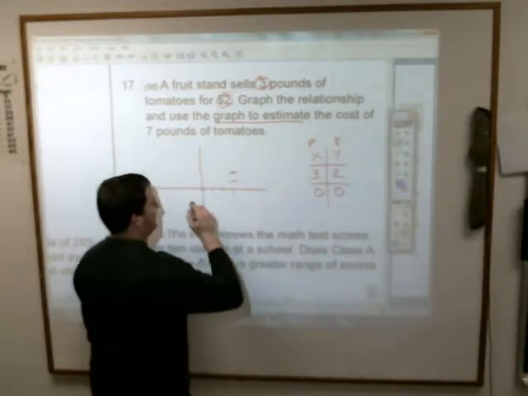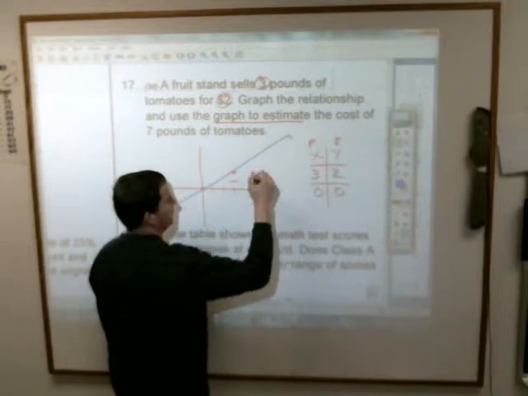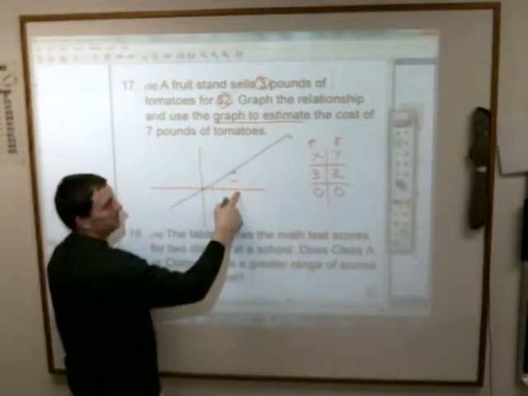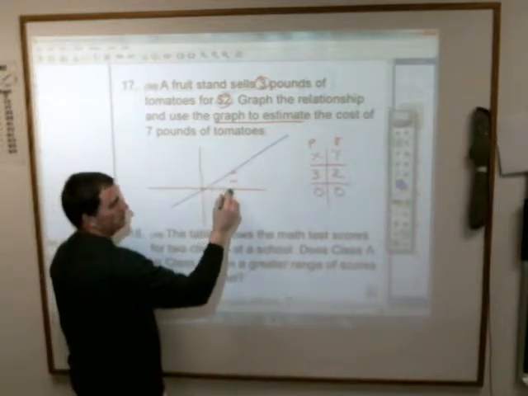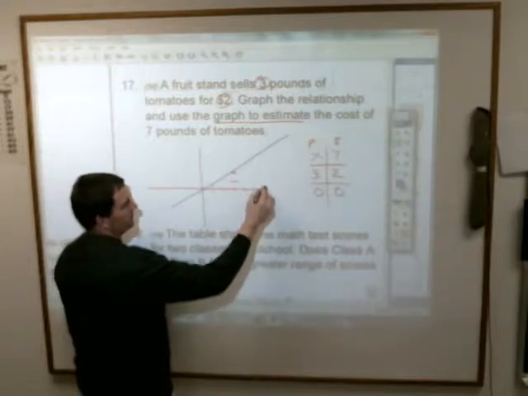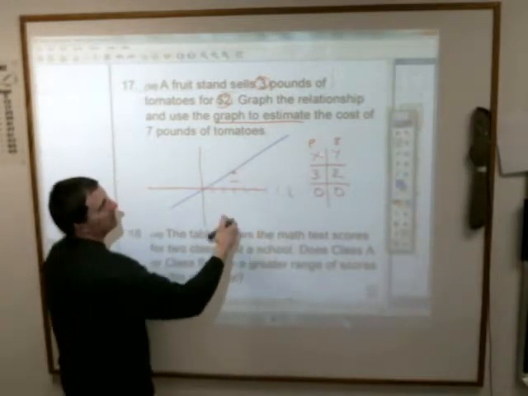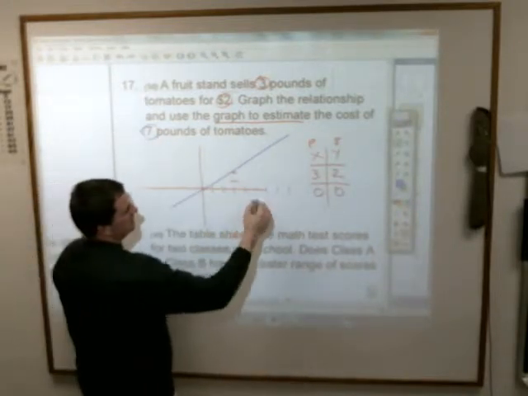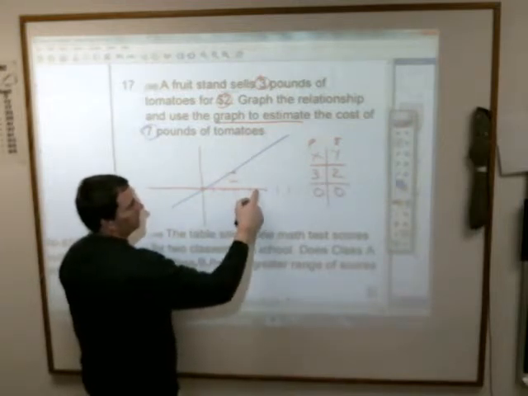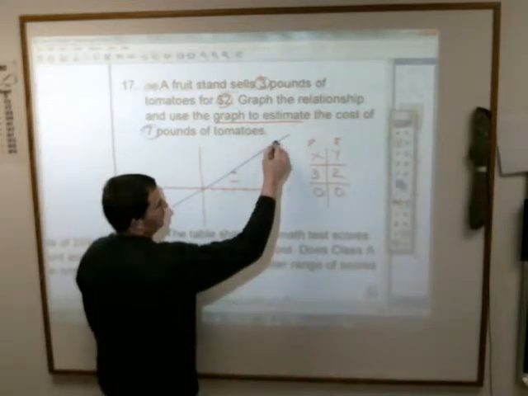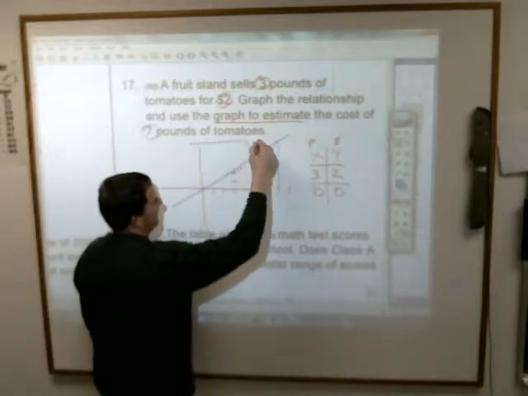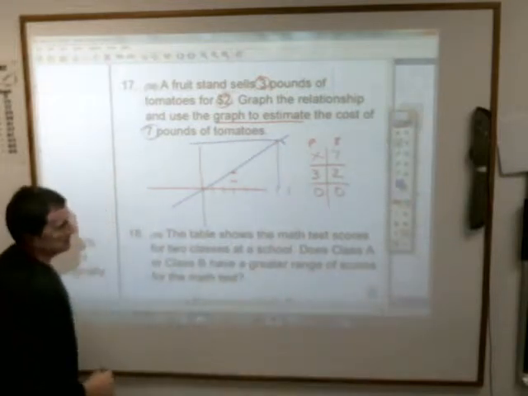You're going to draw your line. And notice this x-axis is how many pounds. This is 1 pound, 2 pounds, 3 pounds, 4 pounds, 5 pounds, 6 pounds, 7 pounds, 8 pounds. And here at 7 pounds, you just have to go up 1, 2, 3, 4, 5, 6, 7. You have to see what point this hits over here on the y-axis to see how many dollars it is.